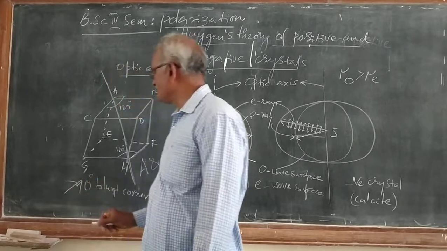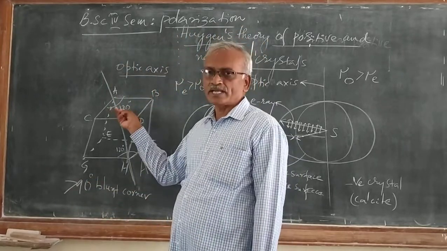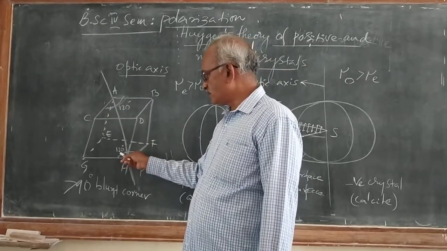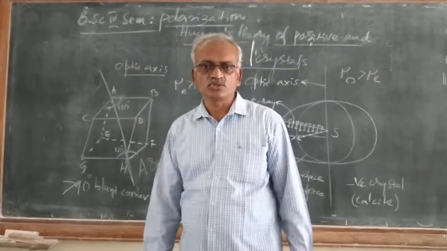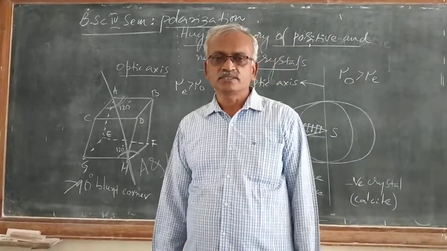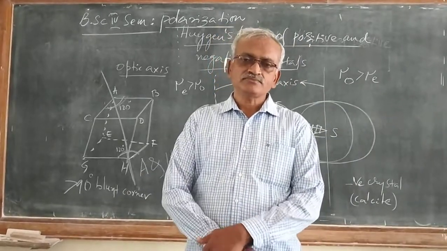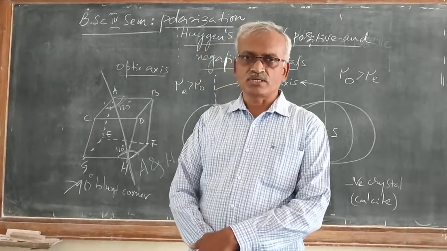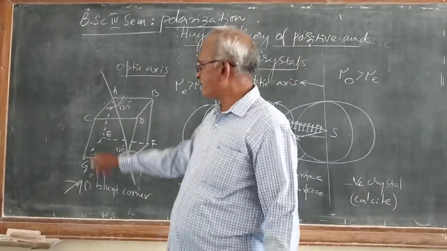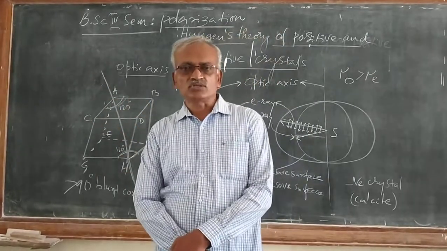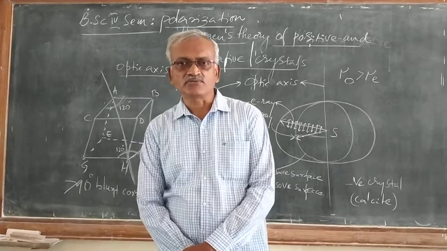If you look at the figure, I have written the angle as 180 degrees. It is a blunt corner. The corner H is also an angle; if I see the angle, it is also 120 degrees, so it should be greater than 120. If I join these two opposite corners, this line is called the optic axis. The optic axis is not just a line, it is the direction of light.